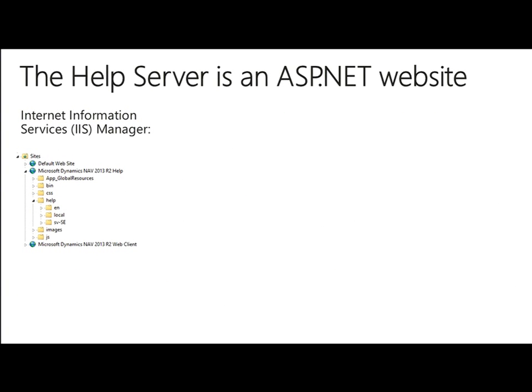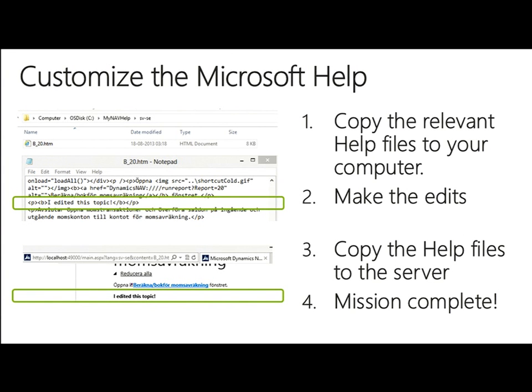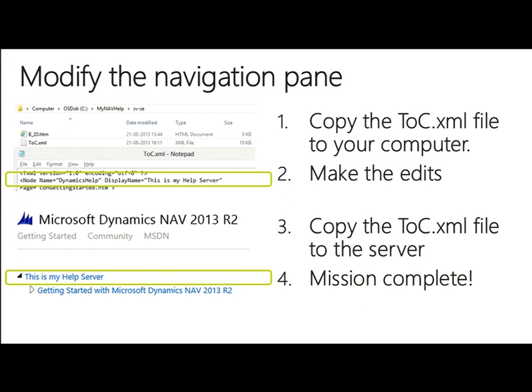So basically it's the ASP website. Different folders in there. You have the help in neutral English, you have the style sheet, and you have the local language in there. You can also translate it to whatever customers you have. It's very easy to customize. You just copy the relevant file to your computer, do the edit using the HTML editor, copy it back, and then it works immediately. Also, navigation was not that fun to do in the old system. You just here copy the XML file with the table of contents to your computer, make the edits, and then you are ready to go again. So this is really something that's a lot more productive than we did in the past.